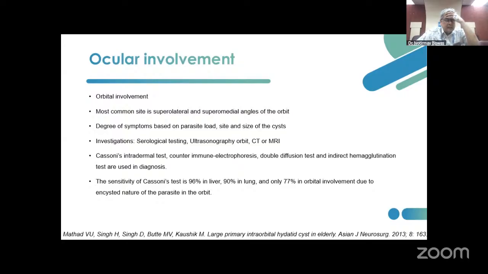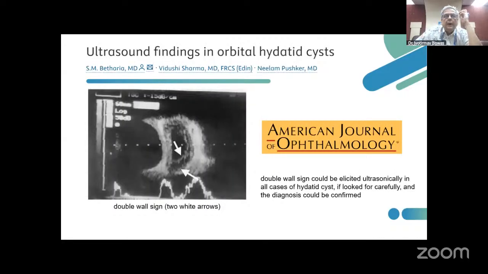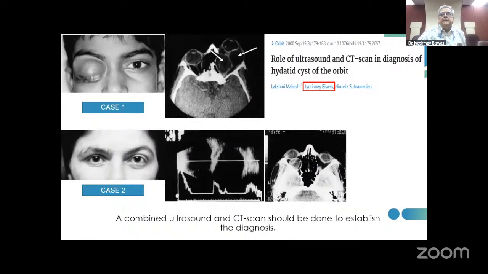I didn't deliberately discuss the orbital parasite that much. Intraocular parasite I have discussed. One of the important ultrasound findings is called the double wall sign. Two walls can be seen because it's a trilaminated wall. I did a lectin study of the wall of the hydatid cyst. And these are the two cases of hydatid cyst, with ultrasound and CT scan, that I described.